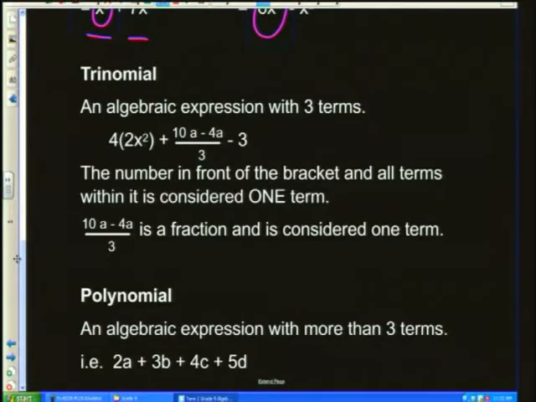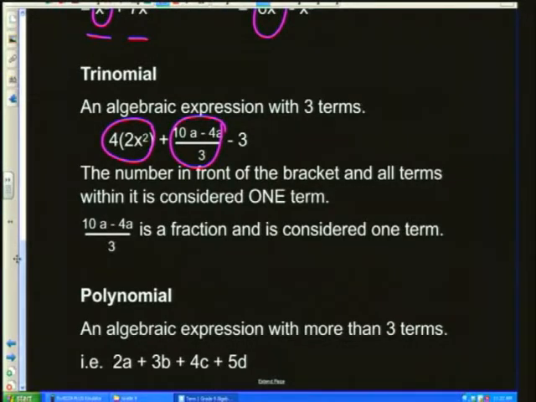Trinomial, an algebraic expression with 3 terms. Now you see, this is where it can get quite tricky. Remember that I said that a plus and a minus will divide the terms, which means between that plus and the minus, all of that is one term. It looks like 1, 2, 3 terms. But in actual fact, it is one term.